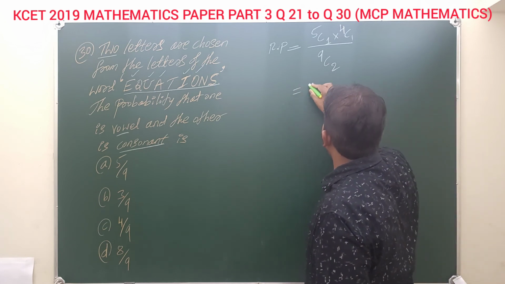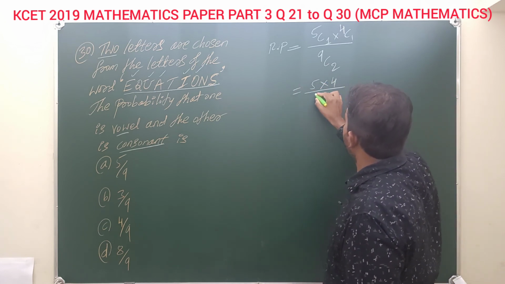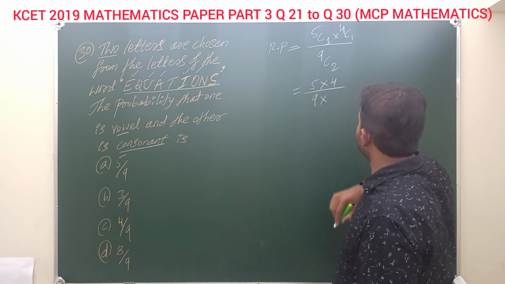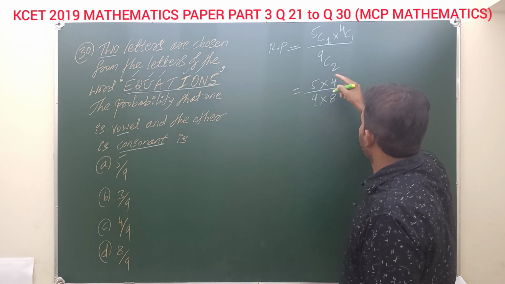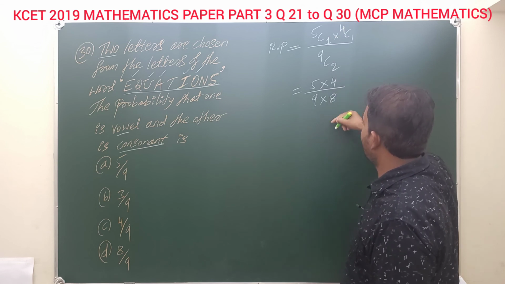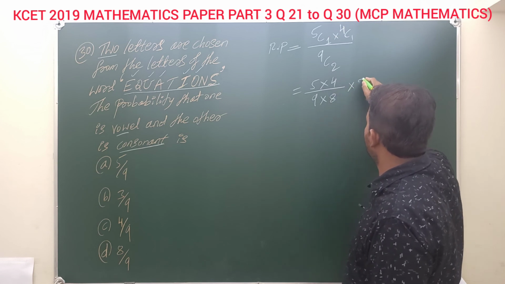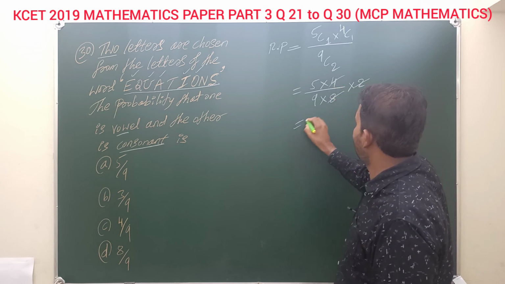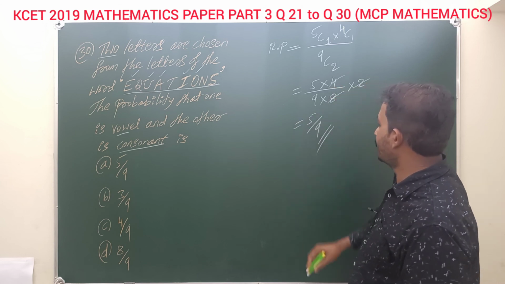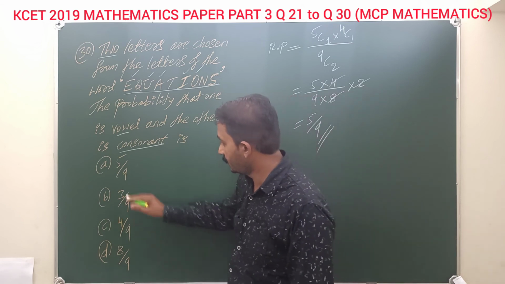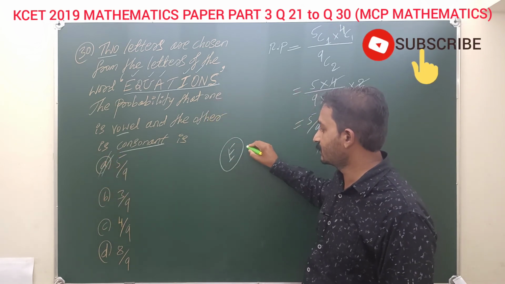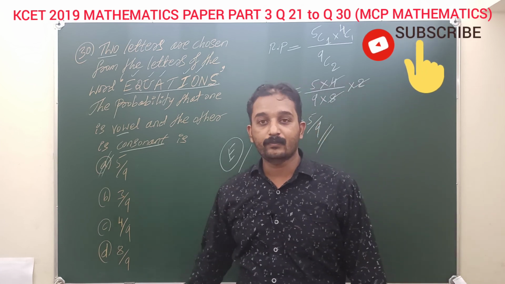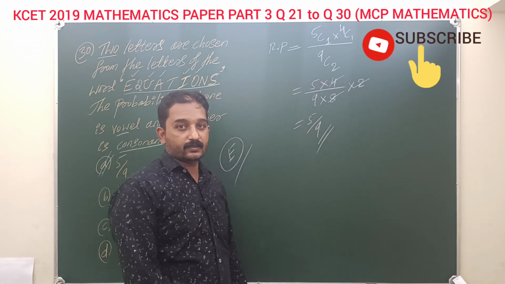So 5C1 is 5, 4C1 is 4, 9C2 is nothing but 9 into 8 by 2 factorial, 9 minus 2 is 7, 7 cancels. 2 factorial is 2. So here 4 2s are 8, cancel, 5 by 9. 5 by 9 is the required answer. Option A is correct. This is an easy question. All the students solve this question because they have already solved this type of question in the NCERT textbook. Take down.